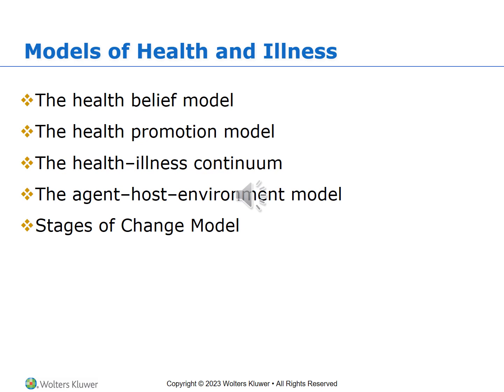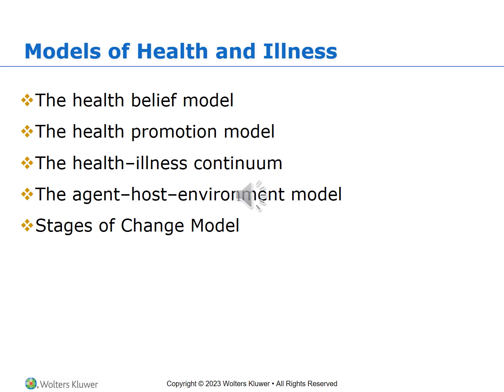So the illness continuum is one way to conceptualize a person's level of health. So this model views health as a constantly changing state, with high level wellness and death at the opposite ends of the graduated scale or continuum, which is our figure 3-5 on page 71. Then we have our agent host environmental model or environment model.